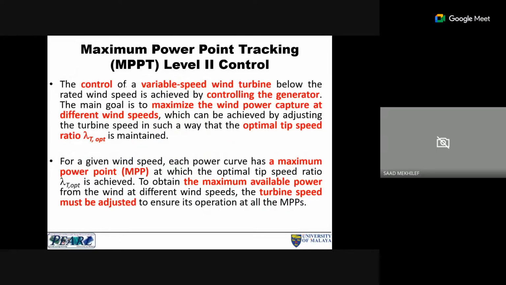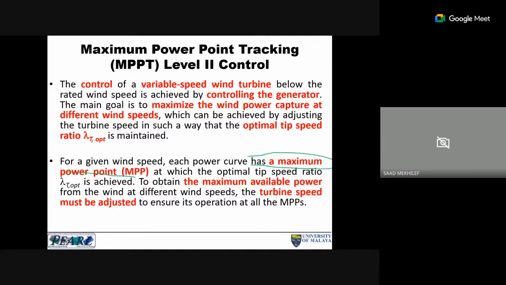So the control of the variable speed wind turbines, when the rated wind speed is achieved, is by controlling the generators, with maximum wind power captured at different wind speeds. There is an optimal tip speed ratio, which can be achieved by tracking the power. For a given wind speed, each power curve has a maximum power point, MPP, which I think I have mentioned, at which the optimal speed ratio is achieved. So we need to find this point.